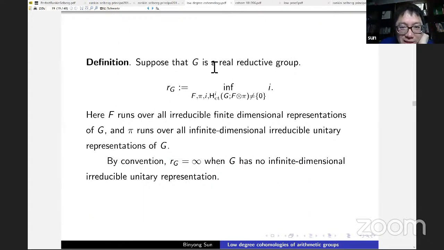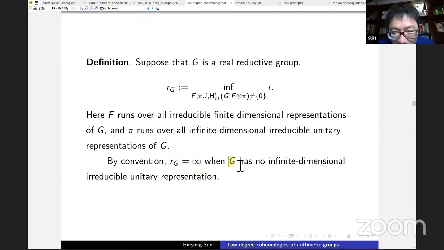So for G a real reductive group, we can define a constant. It's called RG. RG is the minimum of all these degrees I such that for some irreducible finite dimensional representation F of G and some infinite dimensional irreducible unitary representation pi of G, this continuous cohomology is non-zero at degree I. For one finite dimensional representation F and the infinite dimensional unitary representation pi, the cohomology does not vanish at degree I. We can take the minimal such I. This is defined to be RG. If G has no infinite dimensional irreducible unitary representation, then we take RG just to be infinite.